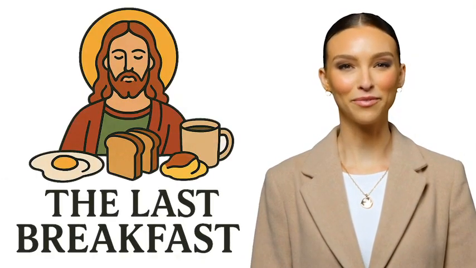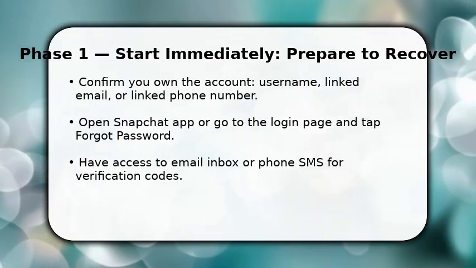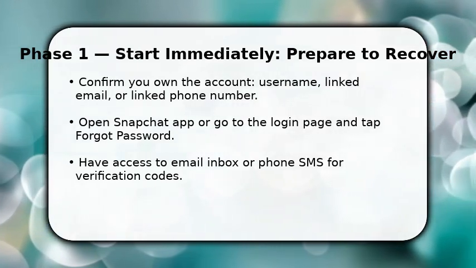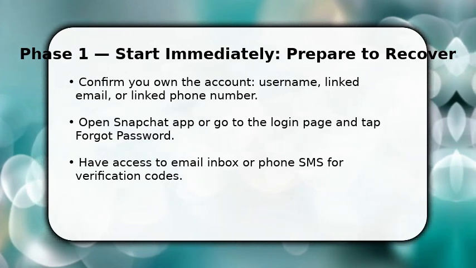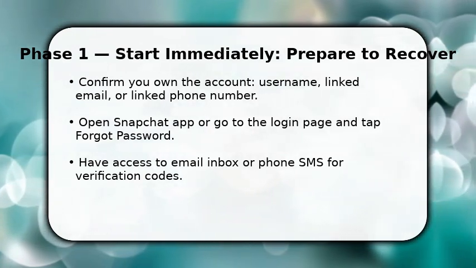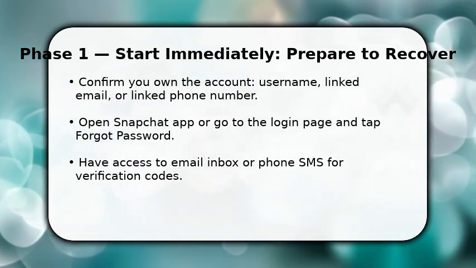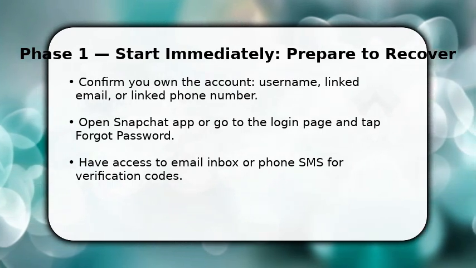You begin by proving ownership. That matters. Once you have the username, open the Snapchat app and tap Forgot Password. Choose email or phone recovery depending on what's linked. If you pick email, check the inbox and spam for a code. If phone, expect an SMS with a numeric code.